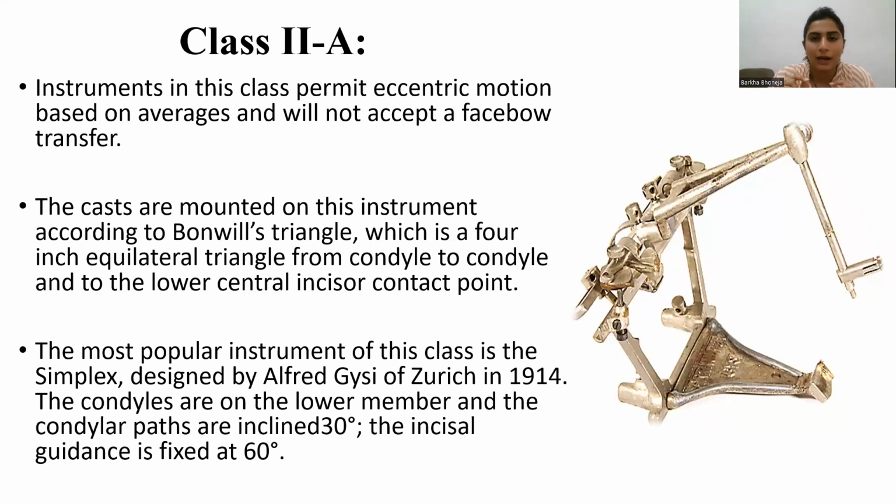And the condylar path, that is when you see the articulator, the movement of the condyle occurring in this area is called the condylar path, which is inclined averagely at 30 degrees, which is present in most of the patients. So this is an average value that has been derived. So the incisal guidance is fixed at 60 degrees. Okay, this is class 2A.